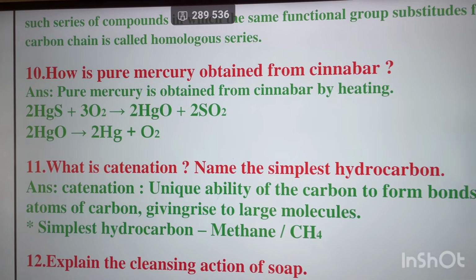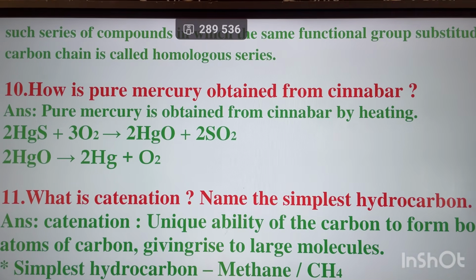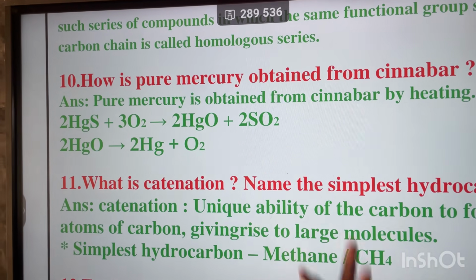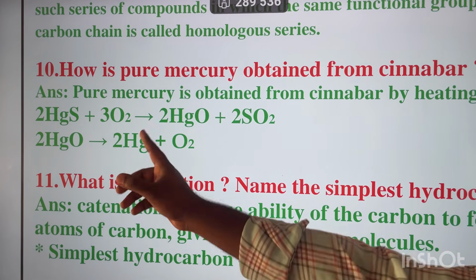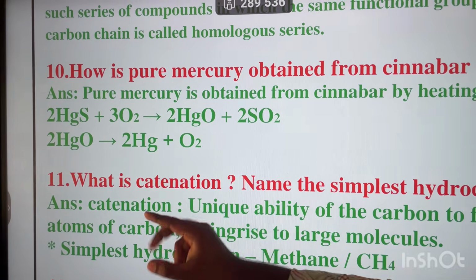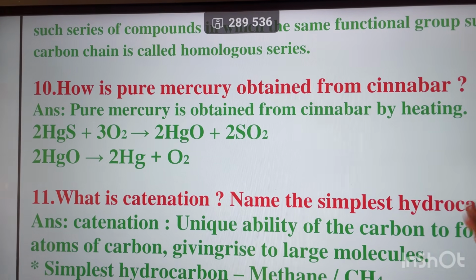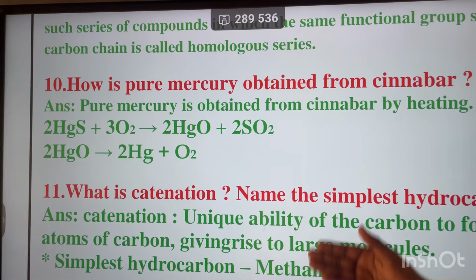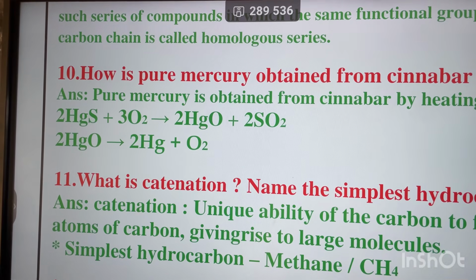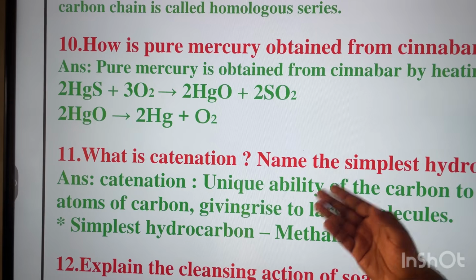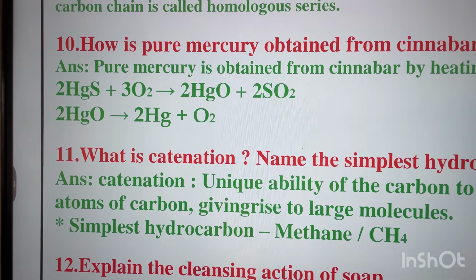Next question. How is pure mercury obtained from cinnabar? HgS is cinnabar. Mercury sulfide reacts with oxygen to give HgO, mercury oxide, and sulfur dioxide is removed. Then in the next reaction, mercury oxide is heated to give mercury. This is pure mercury.